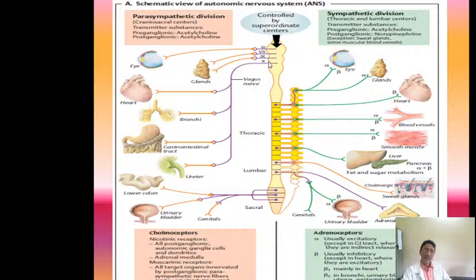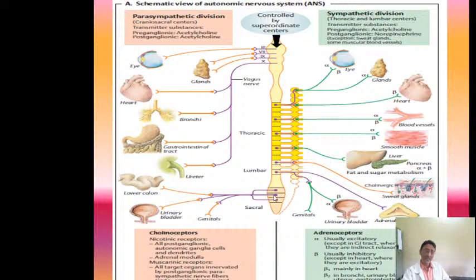Whereas the 10th cranial nerve supplies parasympathetic fibers to the heart, the lungs and the bronchi, and the gastrointestinal tract till the cecum, and then also the genitourinary tract, that is the ureter. So the cranial part of the parasympathetic nerve supplies the eye through the third cranial nerve, and the glands through the 7th and the 9th cranial nerve, especially in the head and neck region. And the 10th cranial nerve, that is the vagus nerve, supplies the heart, the lungs and the gastrointestinal tract. To the genitourinary tract, it supplies the ureters.